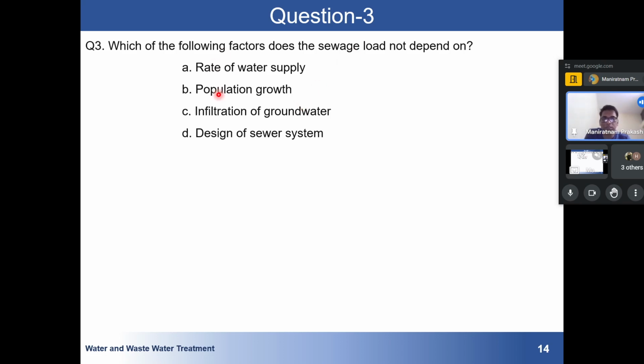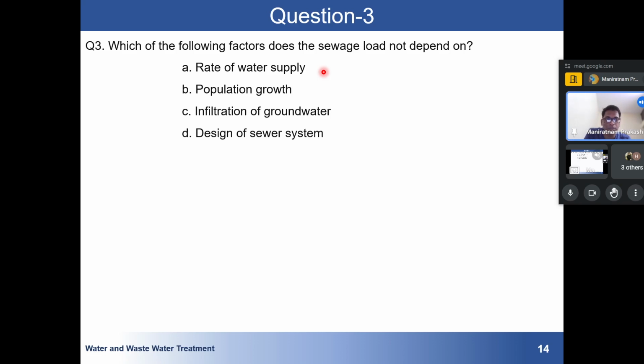So before discussing, you can answer this: rate of water supply. Of course, how much water is being given to you matters. It is said that out of 100% water, we waste around 95% of the water. If you want to see how much water you waste, you can do a simple experiment.